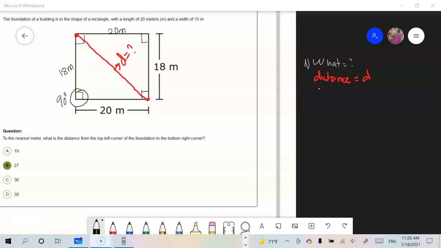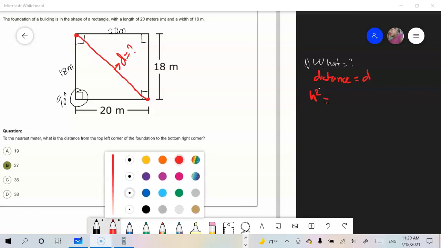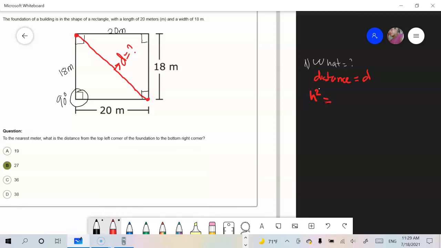Then you have a triangle in which you can use the Pythagorean theorem to calculate the sides. You know that this side is 18, you know that this side is 20, so you need to calculate d. So how can you calculate d? Well, d is the hypotenuse of the triangle, as you can see here, and the hypotenuse squared is equal to the sum of the sides squared. So I have 18 squared plus 20 squared, and the distance is in meters, so you have 18 meters squared, 20 meters squared, okay.